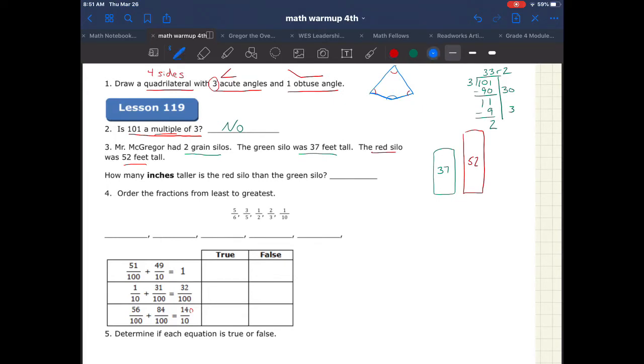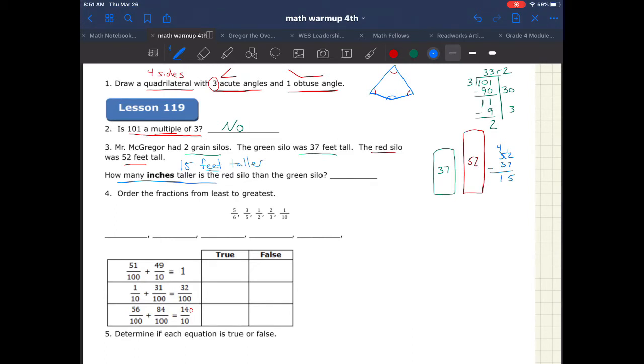And then the question here is, how many inches taller is the red silo than the green silo? So unfortunately, these are feet. But I think our first step here is to figure out how many feet taller it is. So 52 for the red silo minus 37 for the green silo. We get 15 feet taller. But we want to know inches.